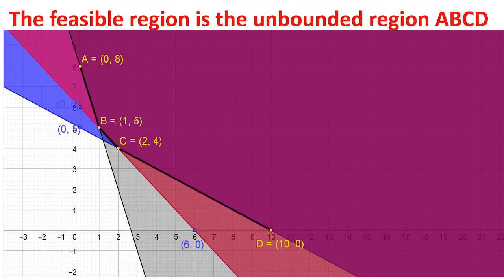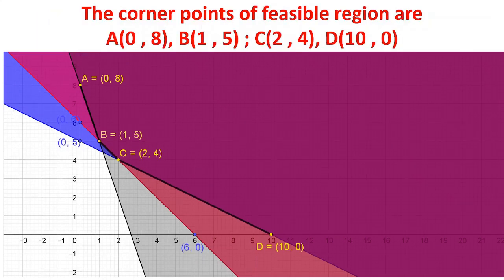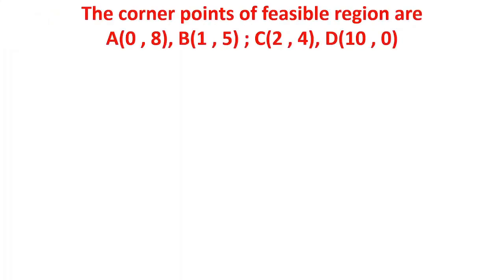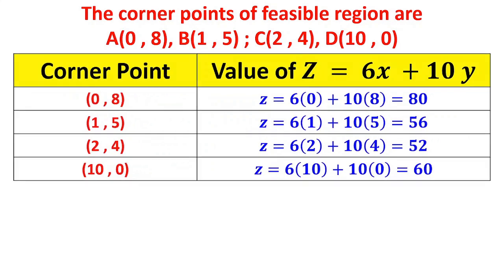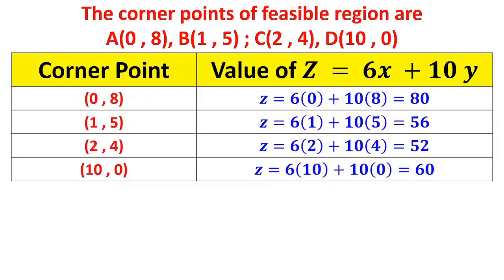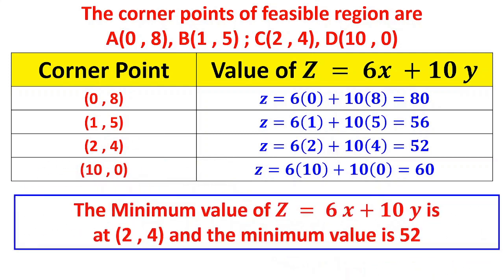Now also we had one theorem. Optimal value lies only at the corner points of ABCD. Therefore, the corner points are (0, 8), (1, 5), (2, 4), (10, 0). Now we find the value of z at these points. I am getting 80, 56, 52, 60. This is a problem of minimization. Therefore, it is obtained at (2, 4), which is 52.